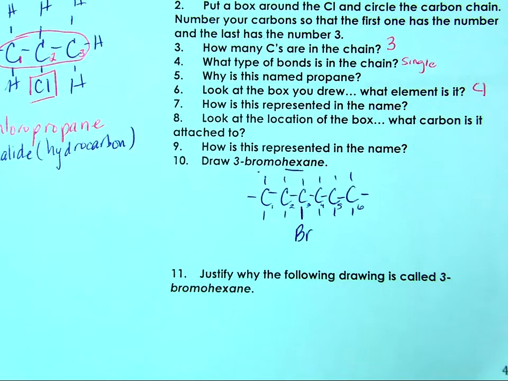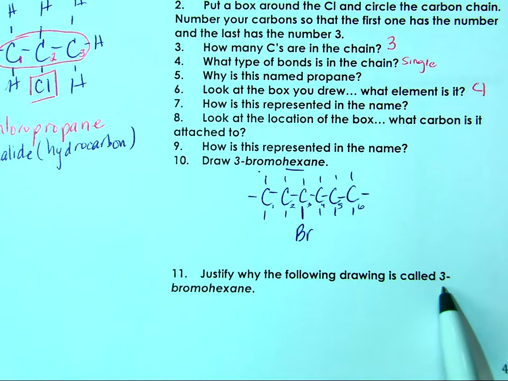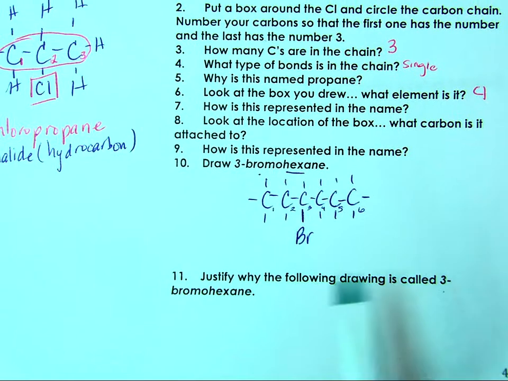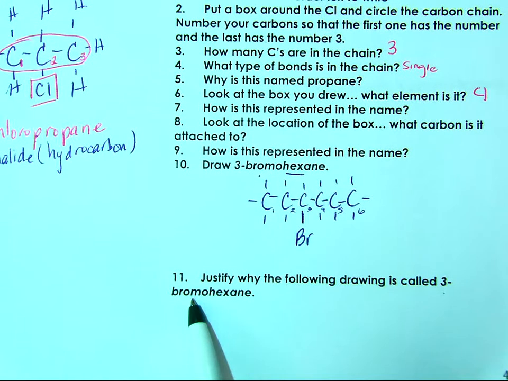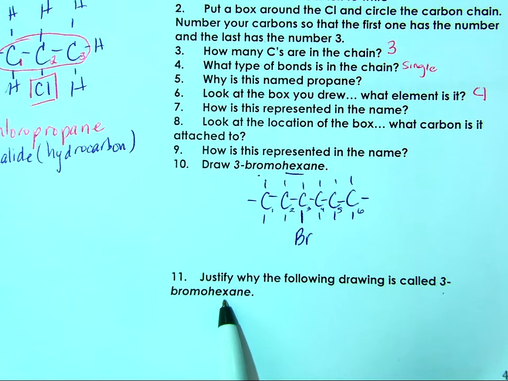And again, justify with your drawing if it looks like this. Why is it called that? Because the 3 stands for the number of the carbon that the bromine is on, and the hydrocarbon chain is hexane. Hope this helps.